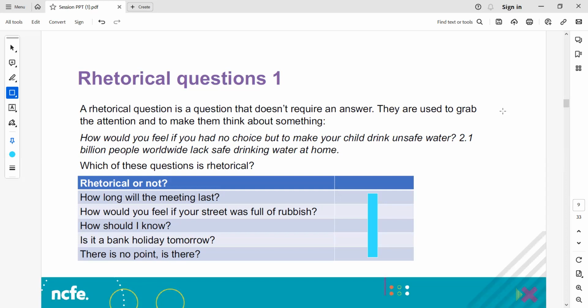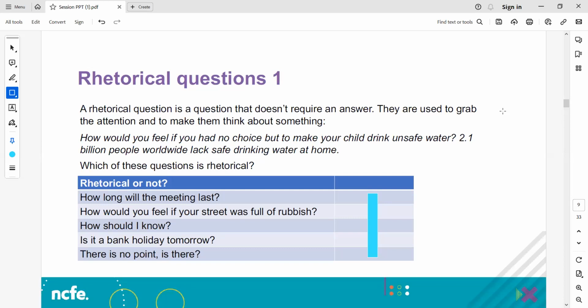So here's some examples. How would you feel if you had no choice but to make your child drink unsafe water? So this could be going back to that leaflet that we looked at a few minutes ago, possibly for a charity who provide clean water. So they don't want you to write to them or email them and answer that question. They're asking the question to make you think. So it doesn't require an answer, it's rhetorical.